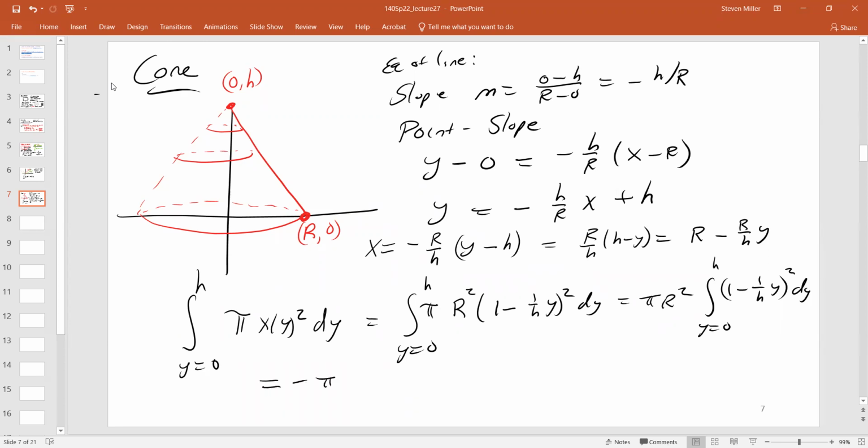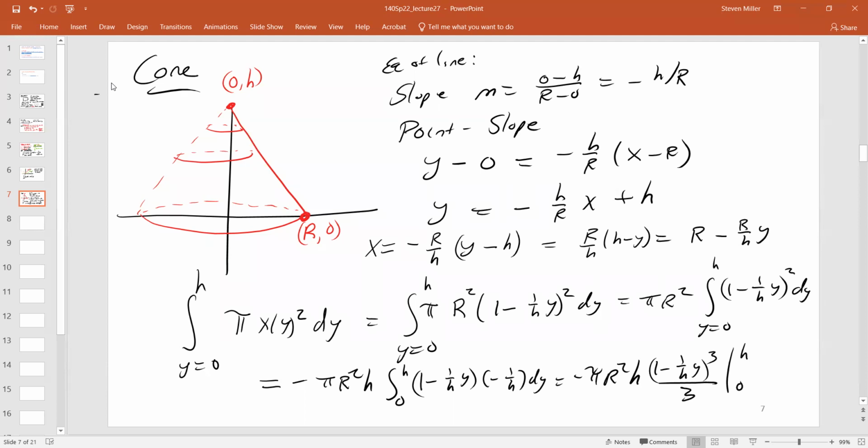And so I'll get negative pi r squared h integral from 0 to h of 1 minus 1 over h y, times negative 1 over h dy. So this is negative pi r squared h times 1 minus 1 over h y cubed over 3 between 0 and h. Well, when y equals h, we just get 0. And when y equals 0, we get negative 1/3. The negatives reinforce, and we get pi r squared h over 3. And so we get that the volume of a cone is 1/3 base times height. And we did this for an arbitrary line.